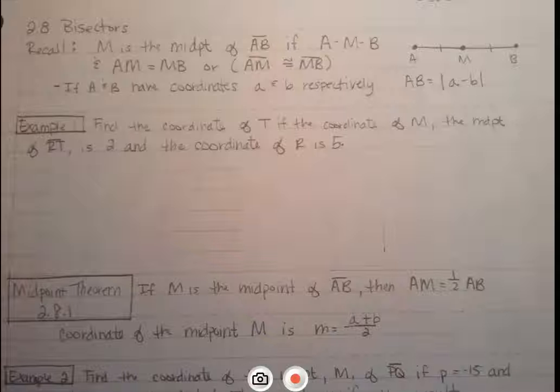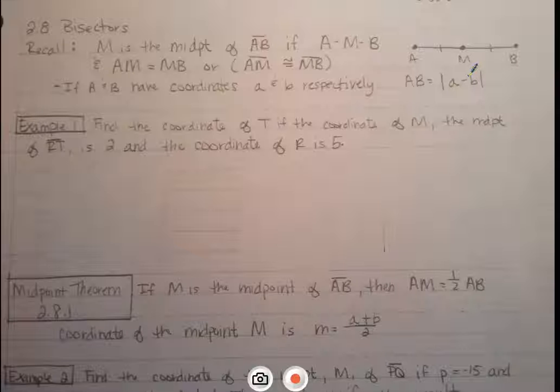Our warm-up today, all of that just kind of goes together so nicely. Okay, because I did do it on purpose. Actually, the book kind of did it on purpose, and I just used it. So if A and B have coordinates a and b, respectively, then we could find the measure, right? So AB equals the absolute value of a minus b. So we could find that length there.